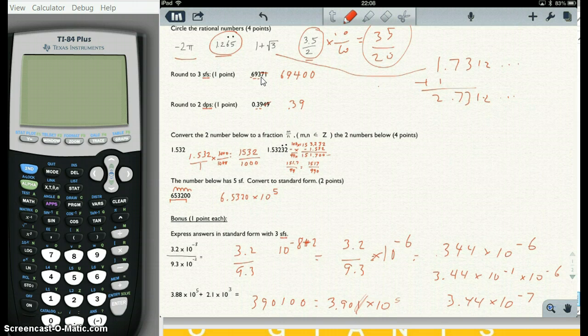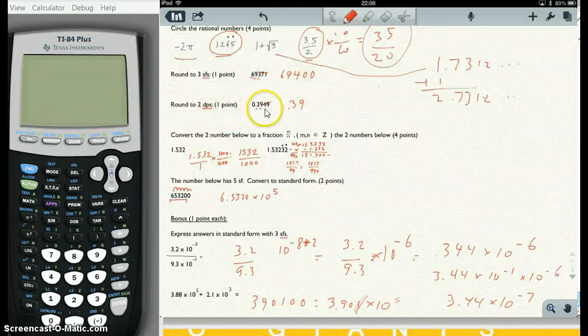The 3 next to it is either going to stay 3 or it's going to go up to 4. And since 7 is greater than 5, that 3 is going to go up to 4. So it's going to be 694 instead of 693. Now the 7 and 1 that we threw away, we need to hold their place, so we put in 2 zeros for place value, and that's why we end up with 69,400. Make sure you remember to put those zeros in, otherwise it's just going to turn into 694, which is not at all the same as 69,371. Okay, going to the next one.